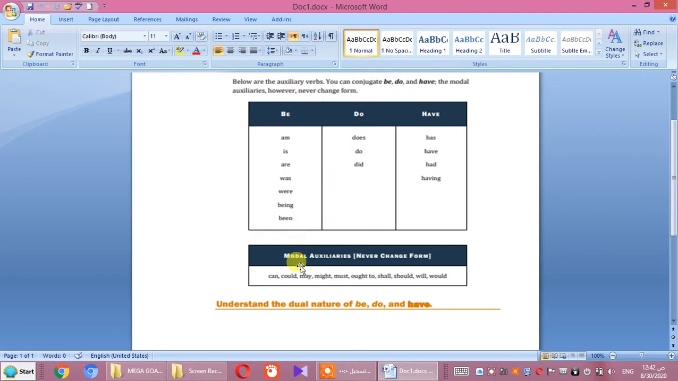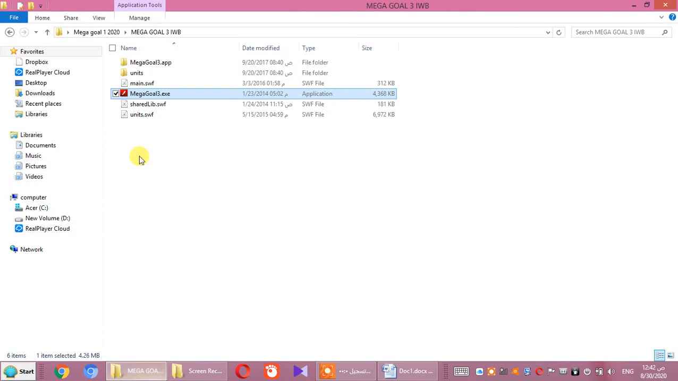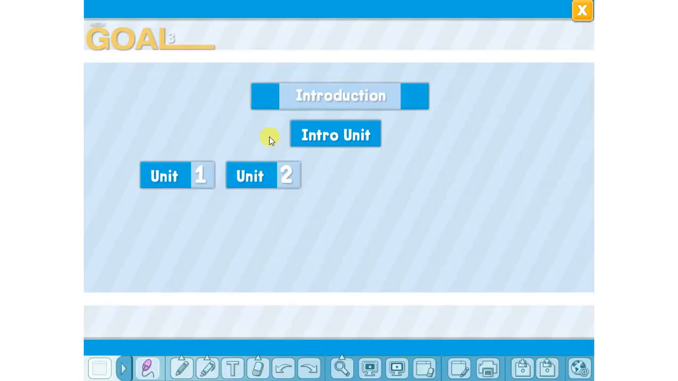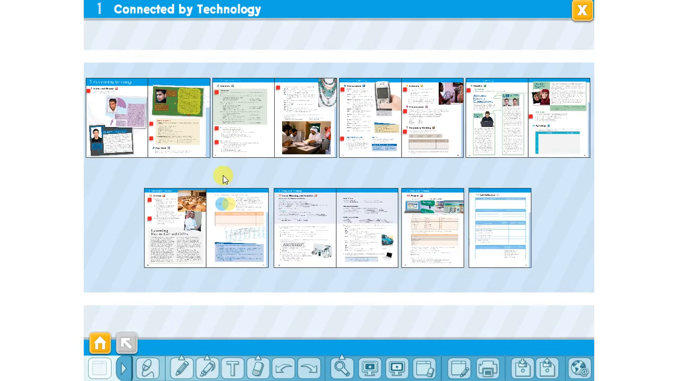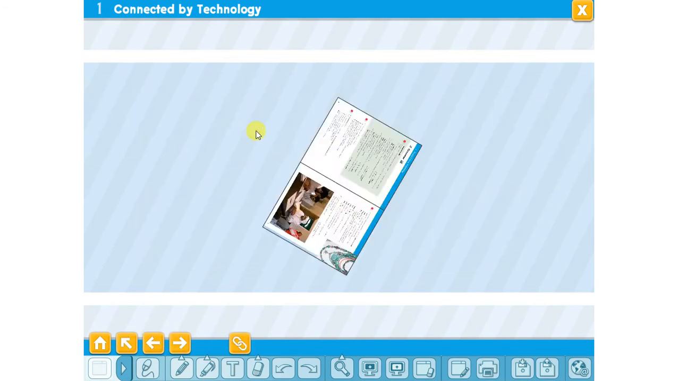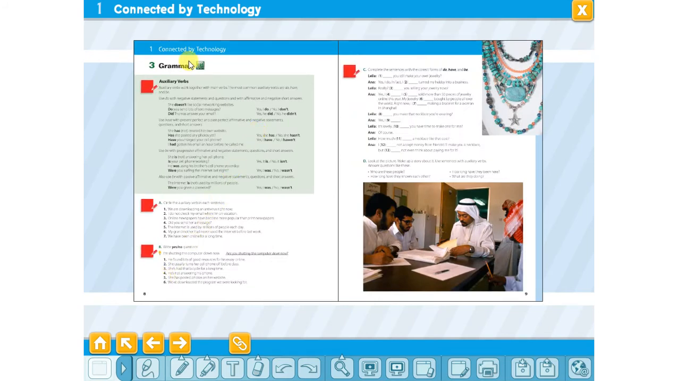But of course, auxiliary verbs are usually used in... Turn to page 8. Turn to page 8, your book, page 8.